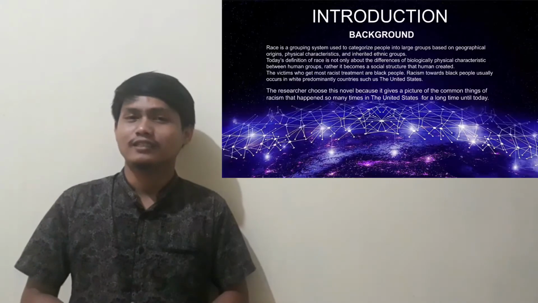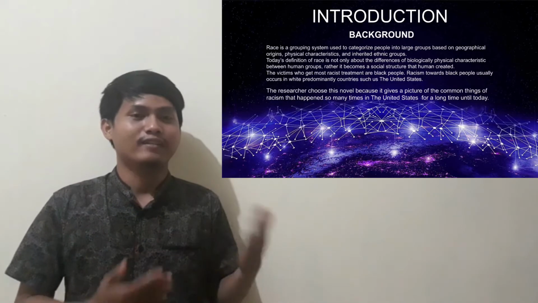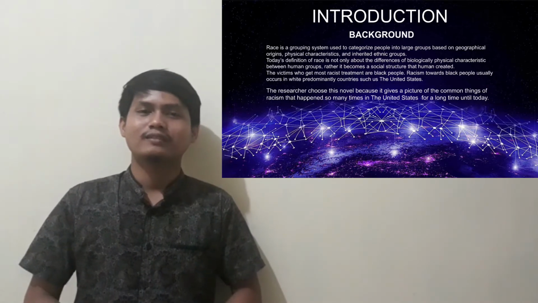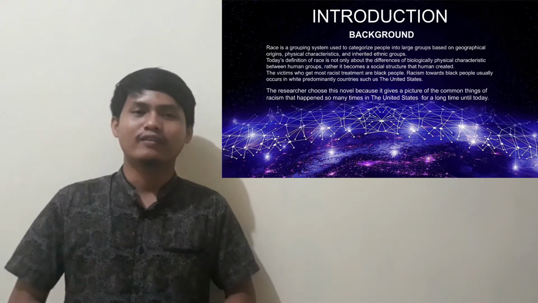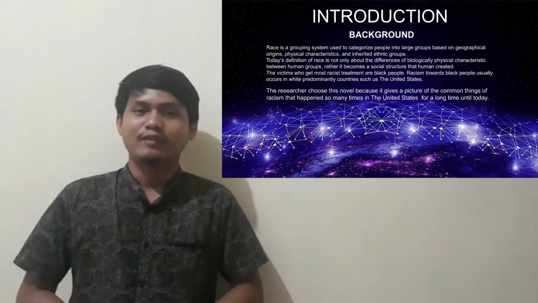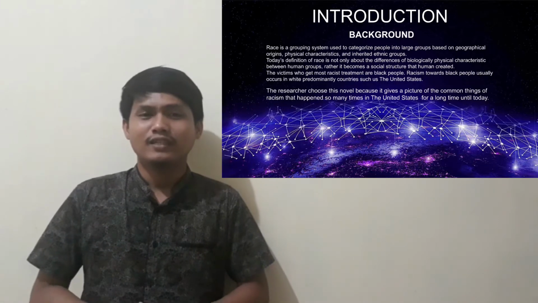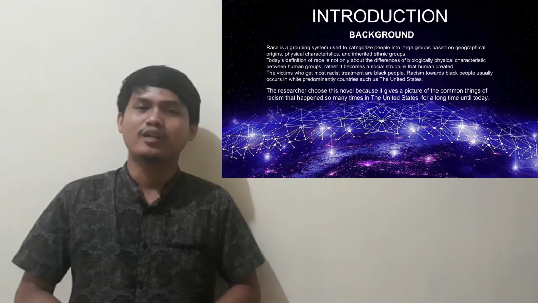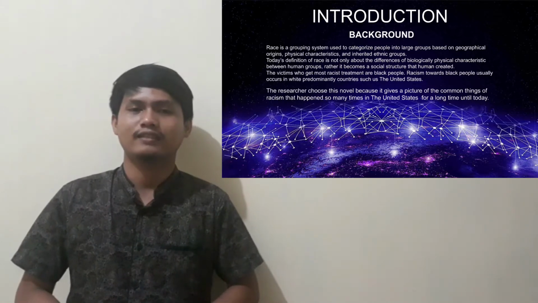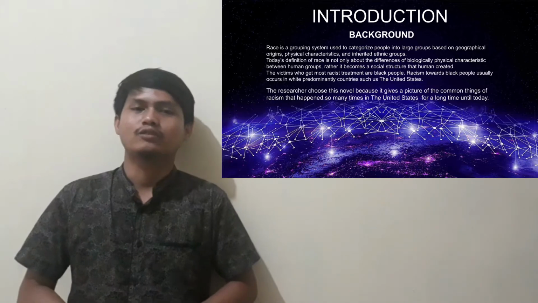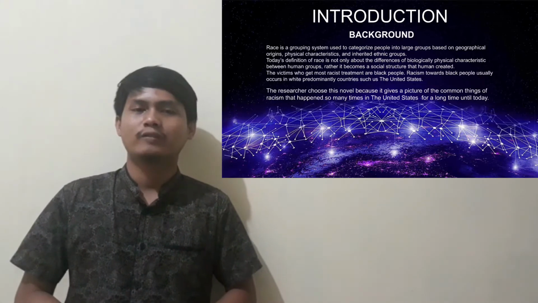Let's start the chapter 1 of my thesis, the introduction. The first is the background. Race is a grouping system that divides people from their common appearances like physically, such as the same color of skin. Today's definition of race is not only about the differences of biologically physical characteristics between human groups, rather it became a social standard that human created.